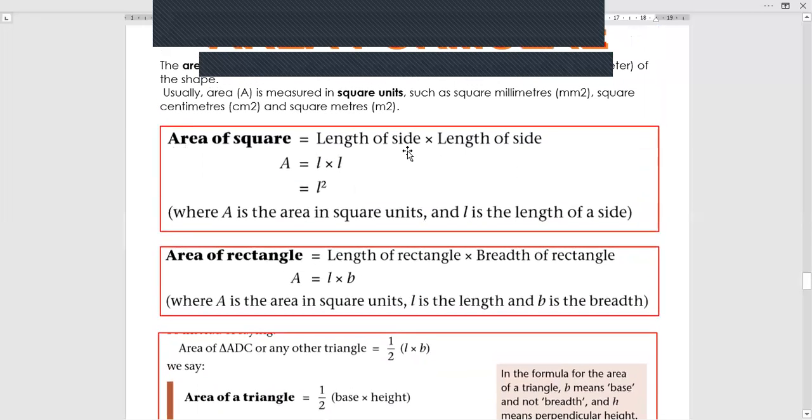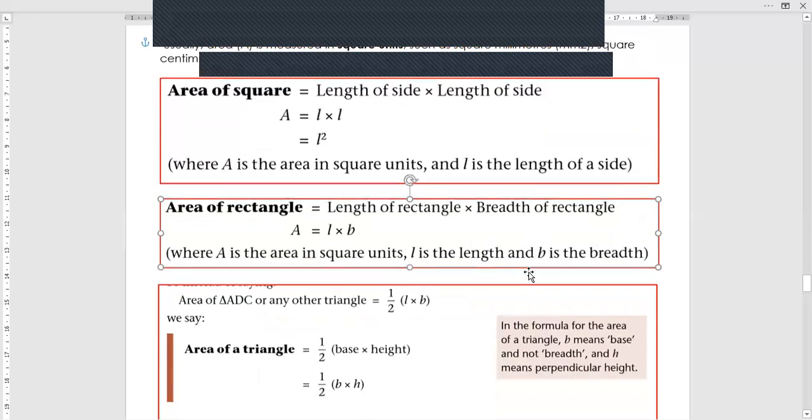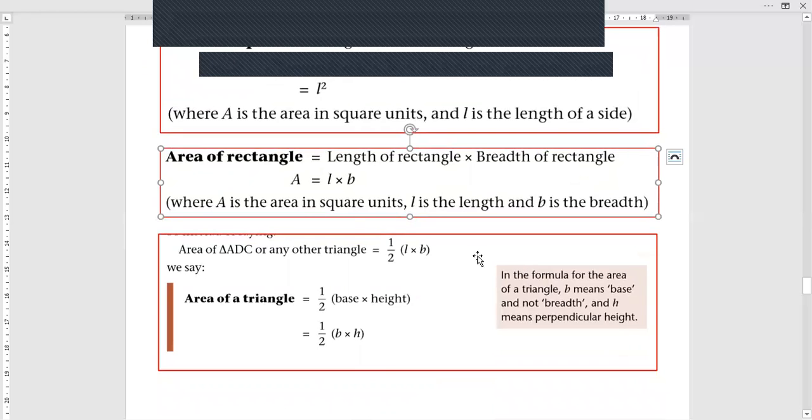The area of a square is length times length, mainly because the lengths are exactly the same. So then you can say, instead of length times length, you can actually say length squared. Okay. Length times breadth is what we covered with the rectangle. So because it is different lengths, we multiply them together.